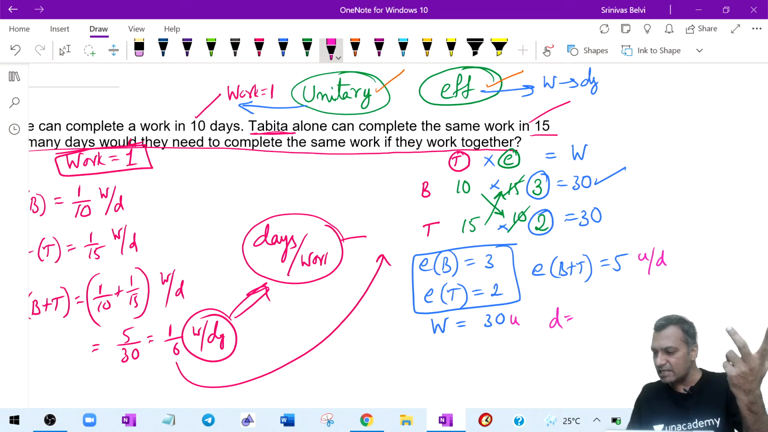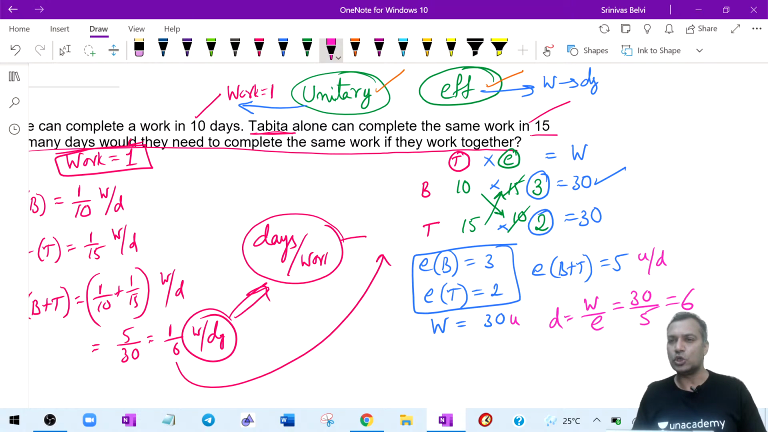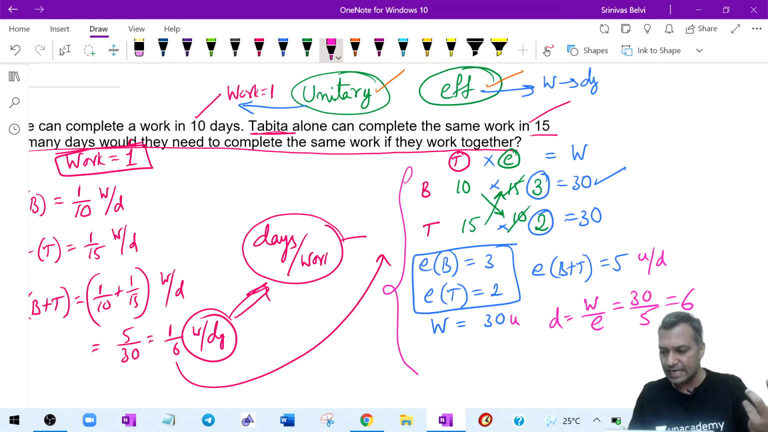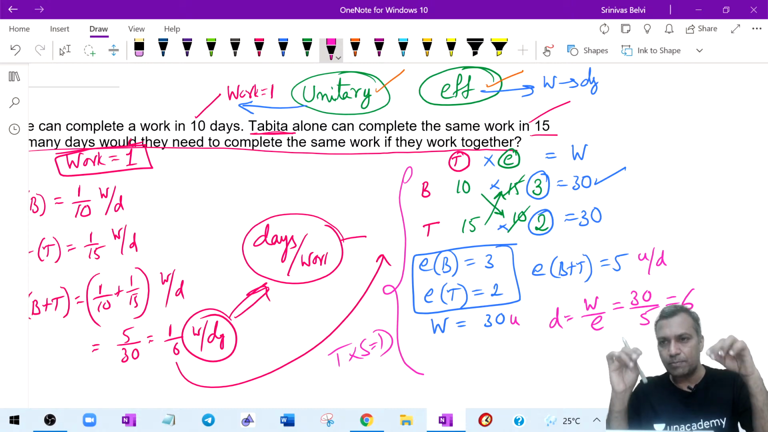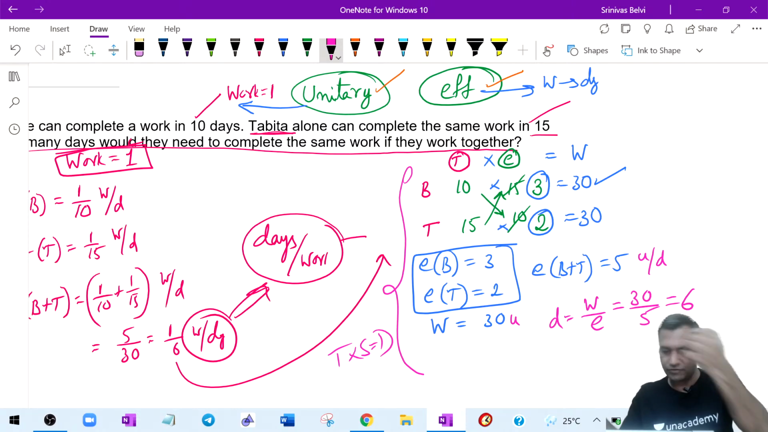Okay. So how many days will they take? That is nothing but work divided by efficiency. What is work? 30 units. What is the efficiency? 5, which is equal to 6. Now, how did I connect this? I simply connected this to time, speed, distance. Time into speed is equal to distance. In place of speed, I simply have something called the efficiency, right?